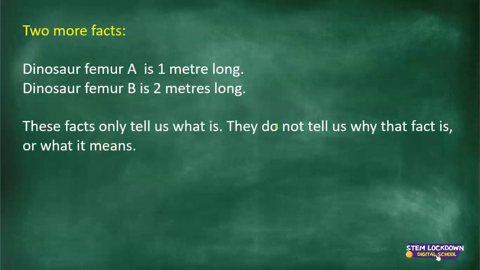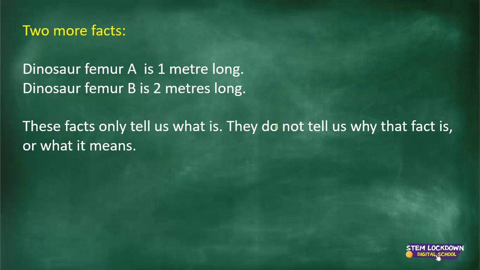Other facts: dinosaur femur A is 1 meter long. Dinosaur femur B is 2 meters long. These facts only tell us what is. They do not tell us why that fact is or what it means. In the same way, when we speak of the orange, the tomato is red or the orange is orange, I'm merely telling you what is. You are also observing what is. What you see and what you can observe and measure doesn't really explain why it is the way it is. We are just stating a fact.